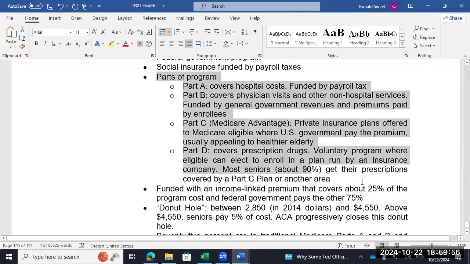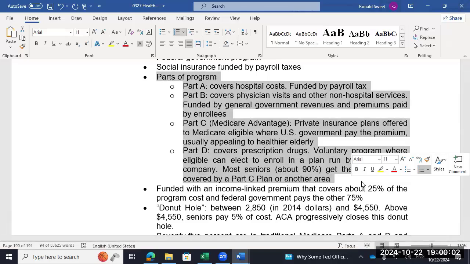What does Social Security cover? We don't need this for your paper, but Part A is hospital. Part B is physician visits. Part C is the Medicare Advantage, private insurance plans offered to Medicare eligible, healthier elderly. Part D is what President Bush added, which is the prescription drugs.